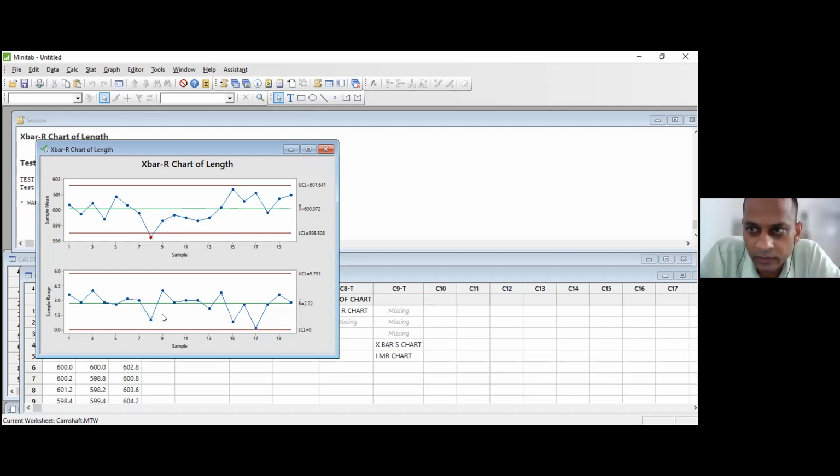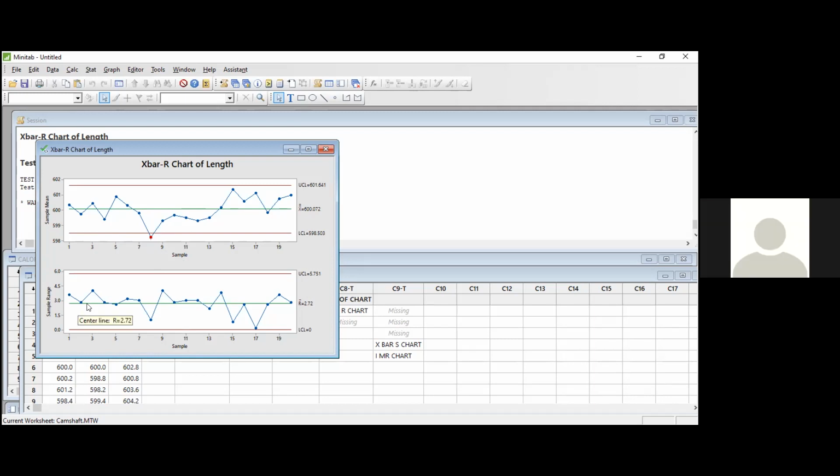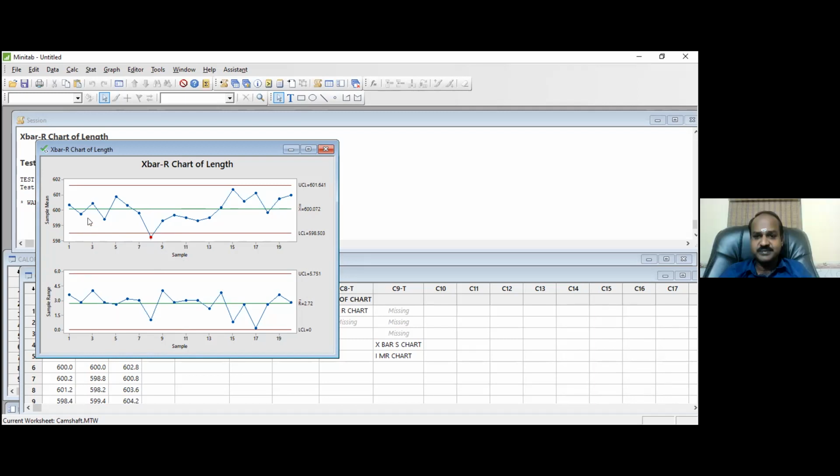Sir, one subgroup is outlying, but looks like a special cause. Beautiful. Now, problem is with the average or problem is with the range? Average, sir. Problem is with the average. Okay. That means within variation is under problem or between variation is under problem? Between subgroup is the problem. Eighth average has got a problem.